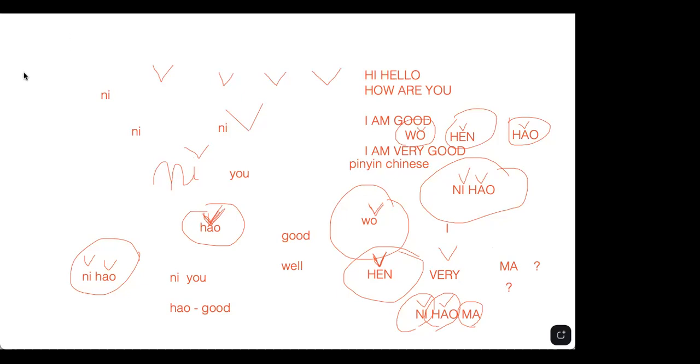Let me write it down for you. Wo ye han hao. What is ye? Ye is also. I also. Very good. If you're replying, I am good, I will say, I'm also very good. Wo ye han hao. My teammates, take my tone and speak after me. Wo ye han hao. Ye is also. Is it clear to you, my teammates?